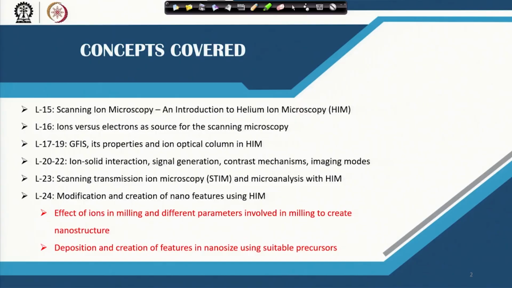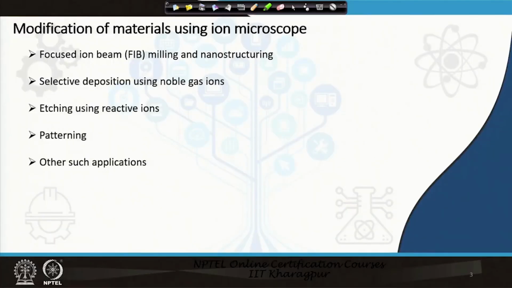Today, as the last lecture on the helium ion microscope, I will discuss what additional things you can do in a helium ion microscope, whether you can create features of nanosize, or deposit features of nanosize using a helium ion microscope. So, that is what we will see: how these ions can be used to mill the surface of the specimen and create structures of the desired size, and for that what parameters need to be controlled, and also how one can deposit certain materials on the specimen to a desired size and shape.